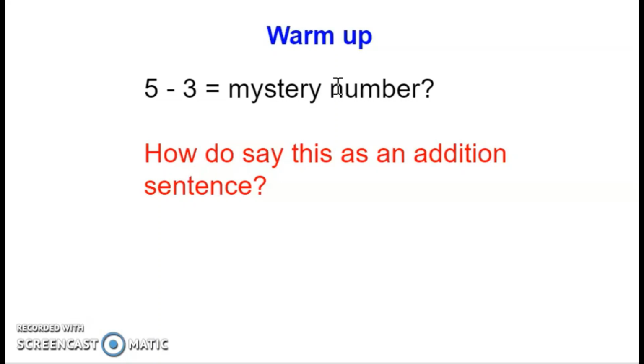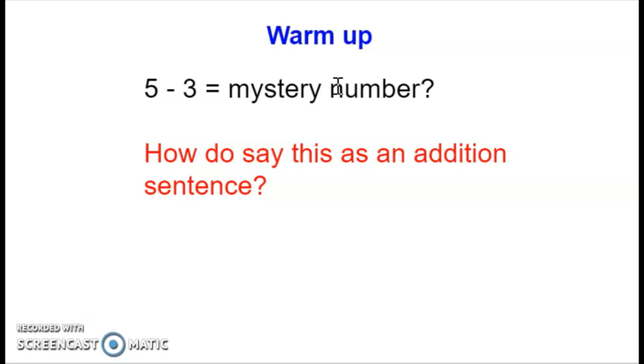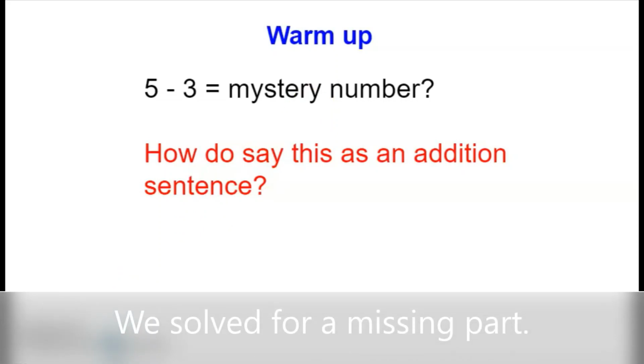How would we say this as an addition sentence? Go ahead and pause. Tell a friend or a family member. Great job. That's correct. It would be 3 plus 2 equals 5. Did we solve for a part or a whole? Go ahead and pause. Tell a friend or a family member. That's correct. We solved for a missing part.